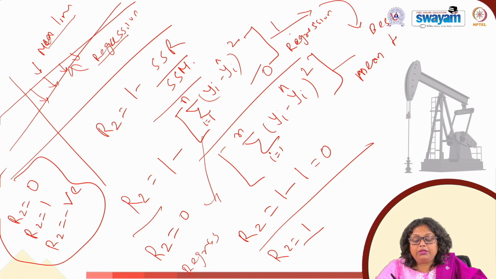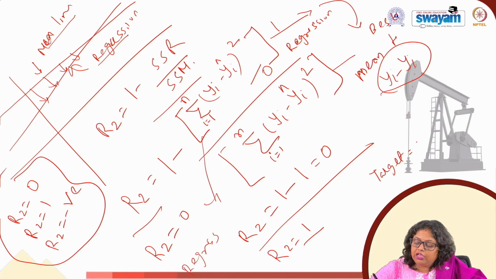When will this become 0? When there is no difference between yi minus y hat, so these two are equal. When will this be equal? When your regression is predicting the perfect value and it is matching with the actual one. When the predicted is equal to the actual one, in that scenario this will become 0. So at that time your R2 will be 1.